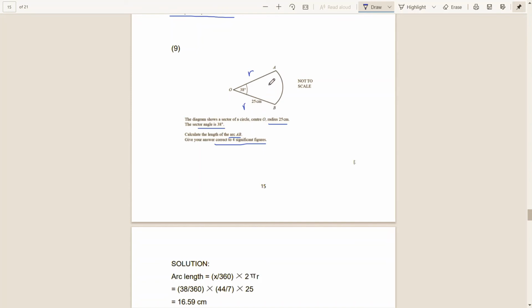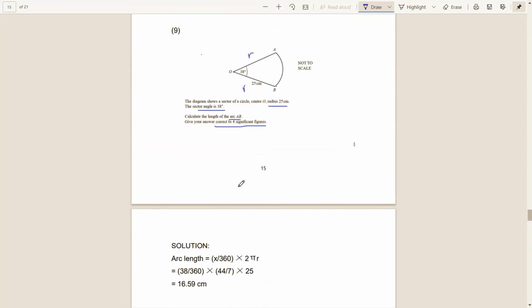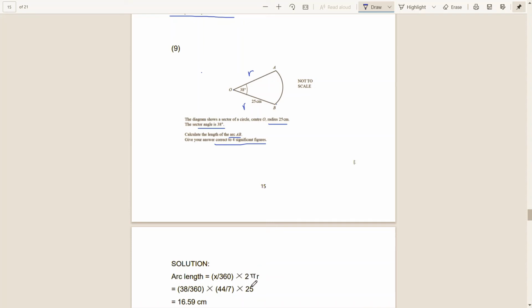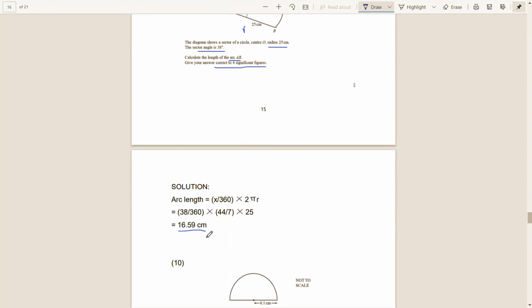It isn't diameter, because when we make this circle, this is center and this is R. This length till this length will be the diameter, 50 centimeter. Right? I hope it's clear. Now, use this formula, 38 over 360 into 2 pi r. R is 25. You will get this length, which is 16.959 centimeter, up to 4 significant figures.